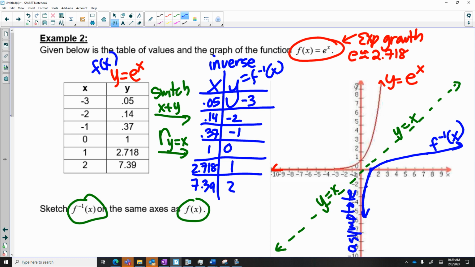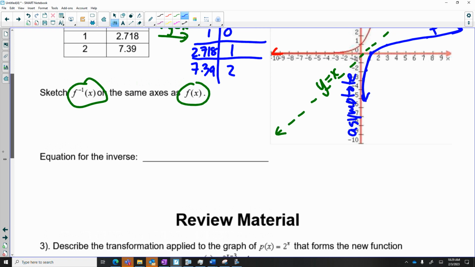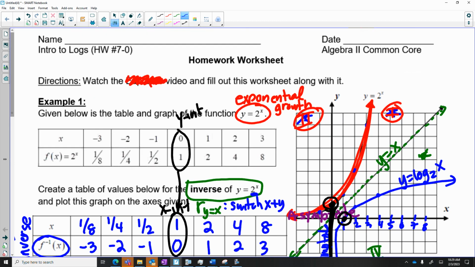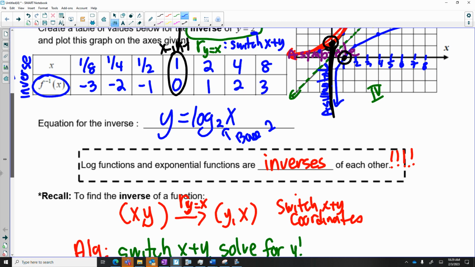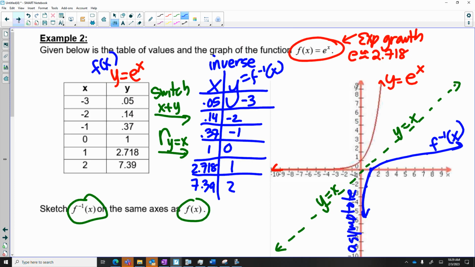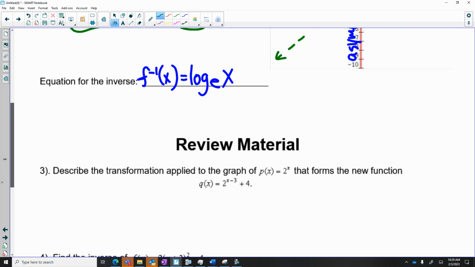Okay, what is the equation of the inverse? Well, it's got to have the same base. So we're going to do f negative 1, which means inverse, and we're going to write log base e of x. So remember with 2 to the x, the 2 was the base, and the inverse was log base 2, a little number in the bottom. So similarly here, we have a base e, and then the inverse is going to be base e.